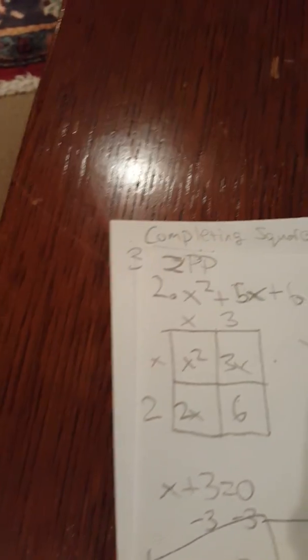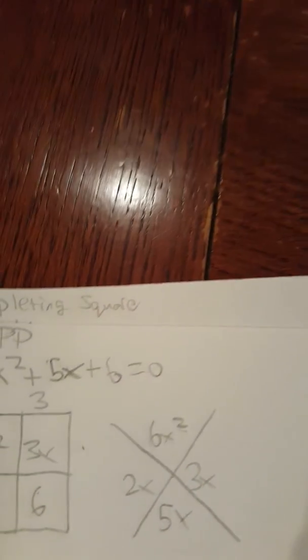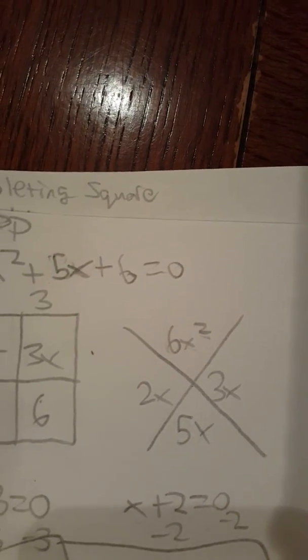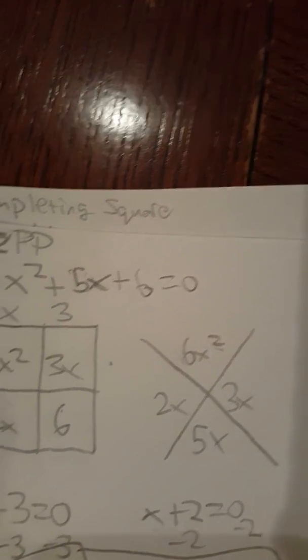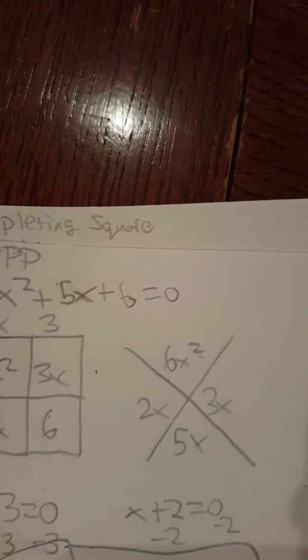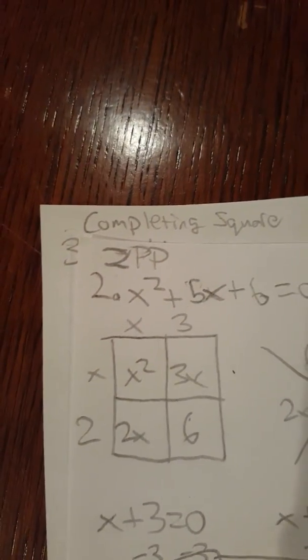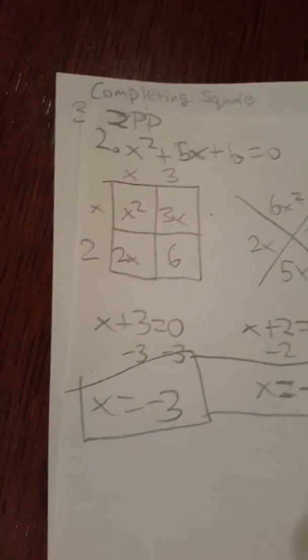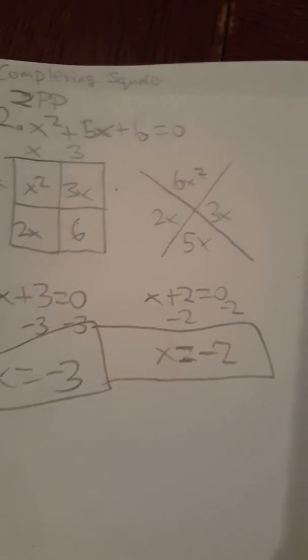I put it in the square, and I put x squared and 6 first, so I got 6x squared, and I put that on top, and I put 5x on the bottom. Then I got 2x and 3x by multiplying and adding them, so I put them in either corner, and I put them all around, and that's what I got, which is x plus 3 equals 0 from the top, and x plus 2 equals 0 from the bottom. So I subtracted from both sides, and I got x equals negative 3 and x equals negative 2.